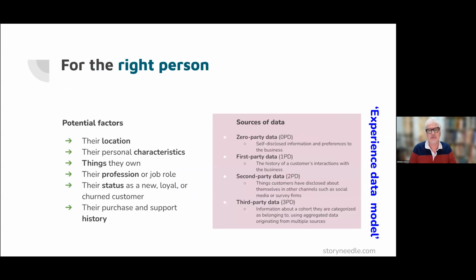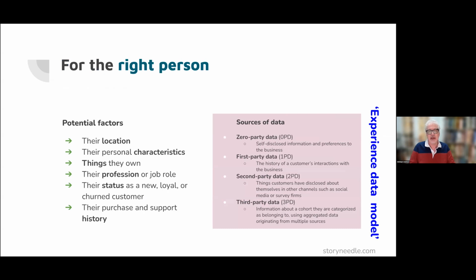And then finally, we have this part about the right person. We know that people are different, they have different needs, and we want to take what we can learn about them and factor that into our orchestration decision so that we try to give the right content to the right person.